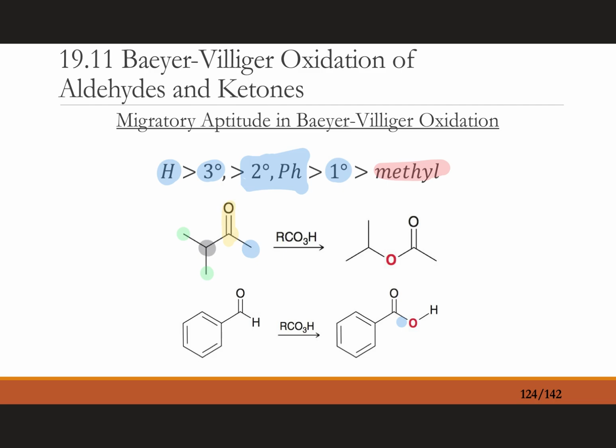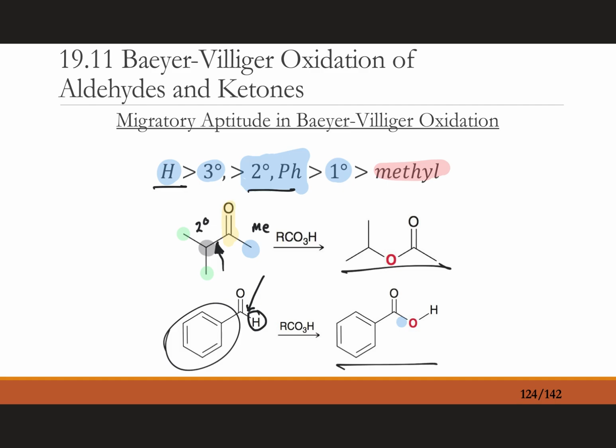Technically this methyl group would be a primary carbon, but for the sake of these reactions, we've got a secondary here and a methyl group there. Secondary groups migrate faster than methyl groups, so the oxygen is going to place itself in between there, and we get that product. For the bottom reaction, we have a hydrogen, which has the greatest migratory aptitude, versus a benzene ring, so the oxygen will place itself between the carbonyl and the hydrogen, making benzoic acid.